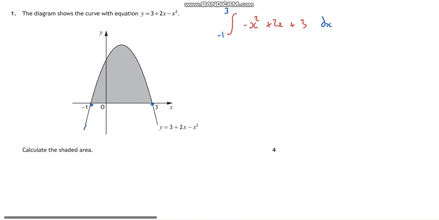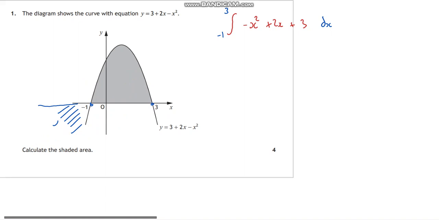Remember, if this carried on like this and we wanted to know the shaded area in total, I would have to do this section separate because this would come out as a negative answer, which I would then add on. So for example, if this came out as 4 and this came out as negative 2, in total I would say I've got 6 square units of area. So just watch out for that one.